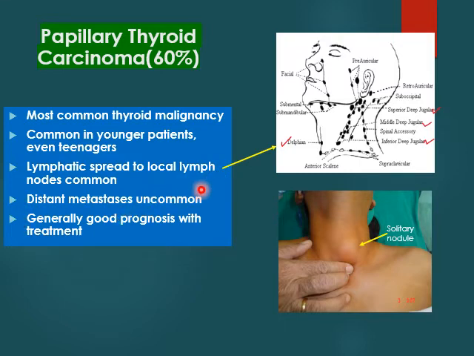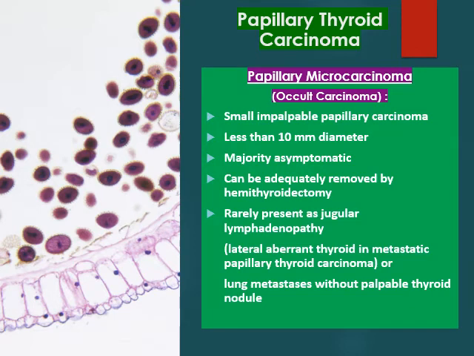Okay, so here it is local metastasis to the cervical lymph nodes, level 6 lymph node here. And this picture shows you a solitary nodule here, which is malignant. Okay, then there's something known as occult carcinoma, papillary thyroid carcinoma, the occult type, also known as papillary microcarcinoma. These are small, impalpable papillary carcinomas, less than 10 millimeters in diameter.